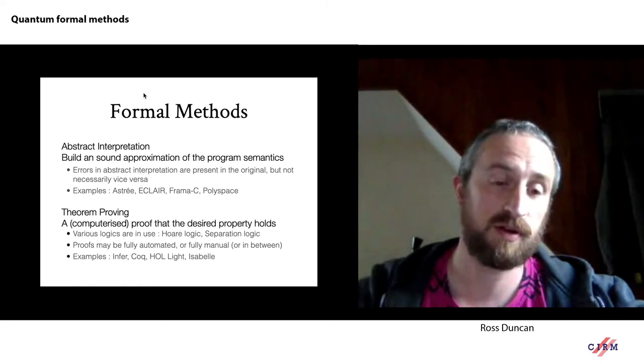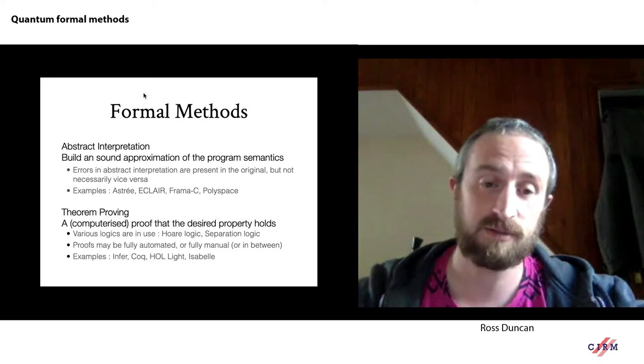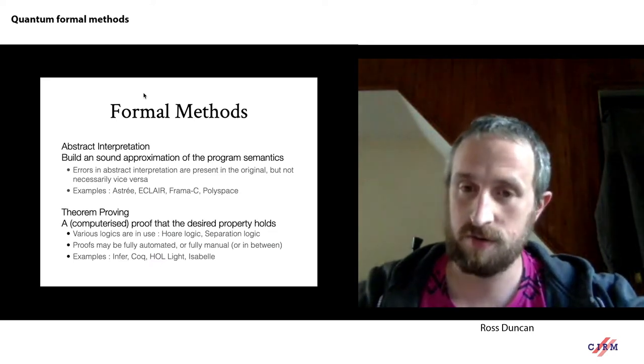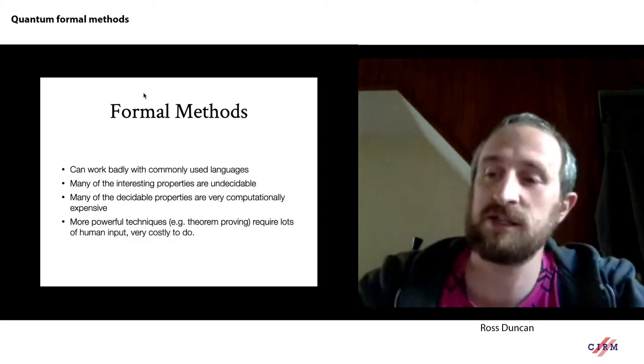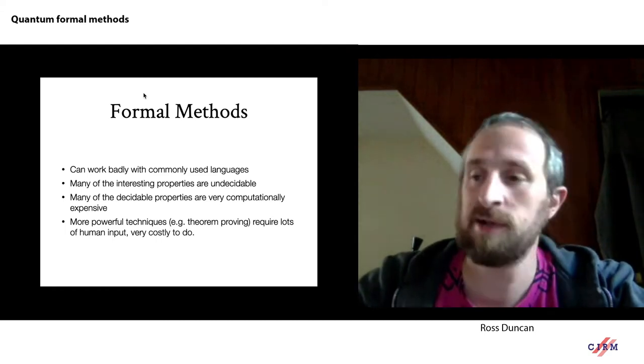Hall-Light is often used in the verification of hardware as well as software. And Isabel is another well-known theorem prover. Now, formal methods do have some drawbacks. So as I mentioned earlier, they don't necessarily work very well with commonly used languages.